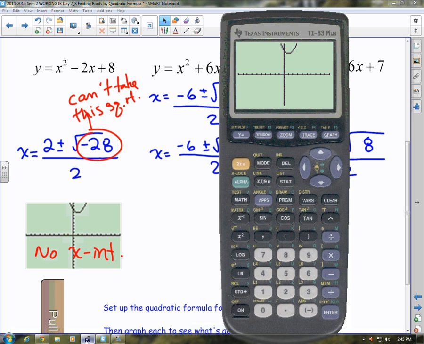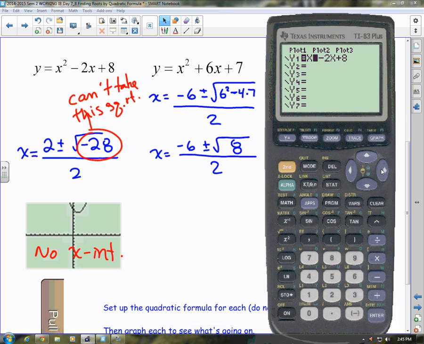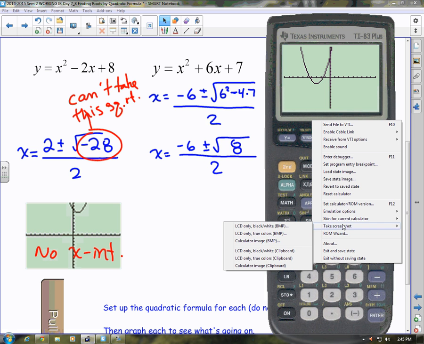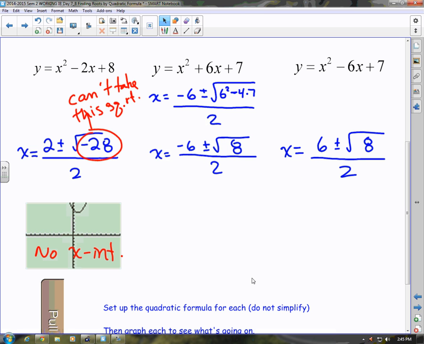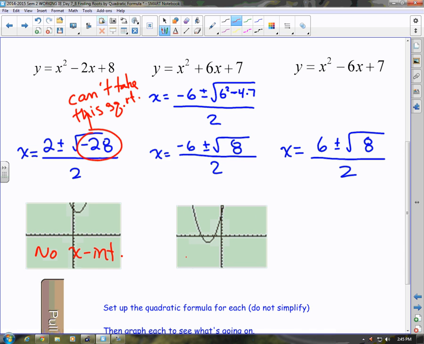The second one, if we just change this to x squared plus 6x plus 7 and take a quick look, this one has 2 x-intercepts. Okay, so there are 2 x-intercepts, and it connects with that same number. It's just that this number is 8.